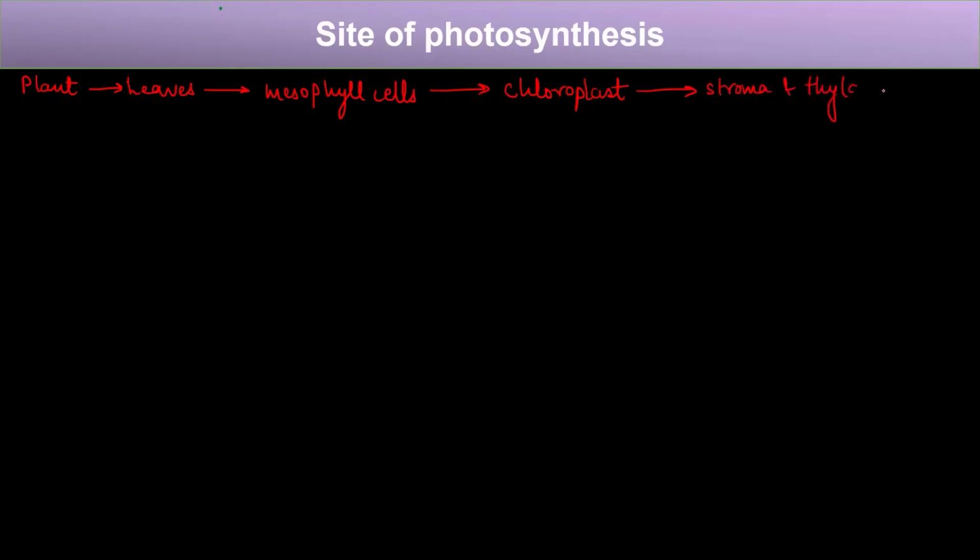So this thing I have to write here, I'll quickly write. The site of photosynthesis will be, first, it will take place in the plant, then in the leaves, then in the mesophyll cells, and in the mesophyll cells there is a special organelle known as chloroplast, and in the chloroplast it takes place in the stroma and thylakoids.